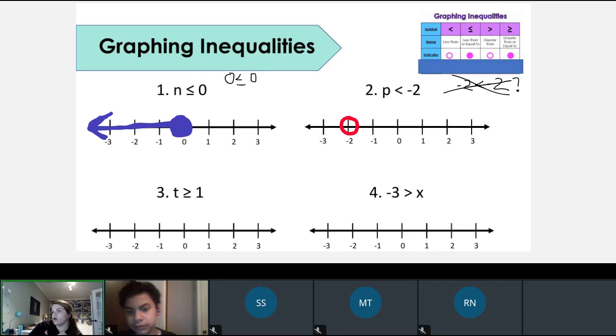Now, I want to shade all of the numbers for P that are less than -2. So I'm going to go to the left again. Yes, so an open circle means it is not equal. A closed circle means it can be equal. Yep, that's exactly right, Micah.